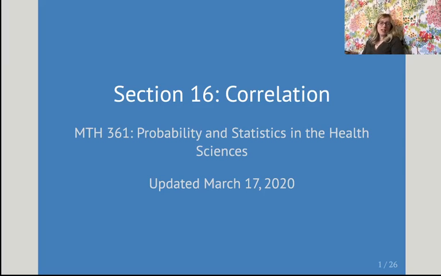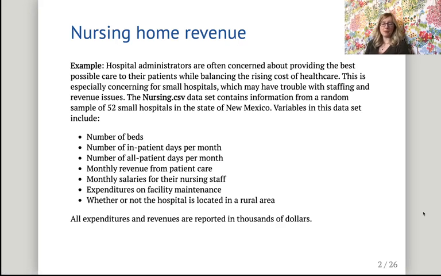Hello! In this video, we'll talk about correlation and how you can use it to measure the relationship between two numerical variables. So let's get started. In statistics, correlation measures a very special type of relationship. And to illustrate what we're looking for, let's start with an example.